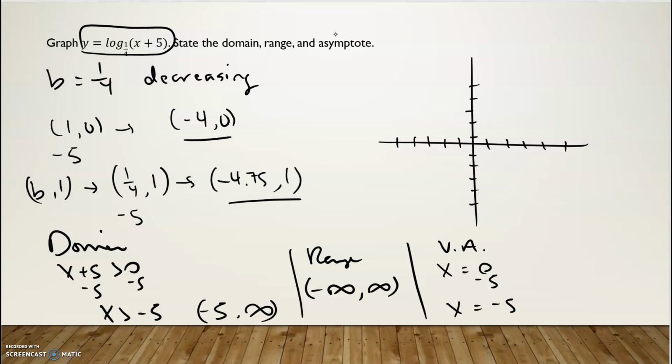I'll plot these 2 points. So negative 4, 0, so right here. And then negative 4.571. Okay, so that's almost to 5, so we'll say about here. So there's about 1 right there. Okay, my vertical asymptote is x is equal to negative 5, so there's that right there. And we are decreasing. Okay, so what this will look like is this right here.